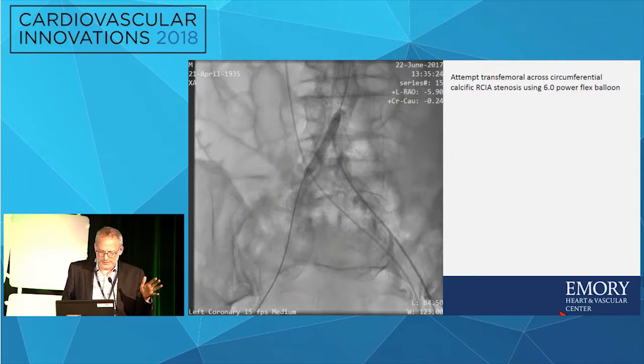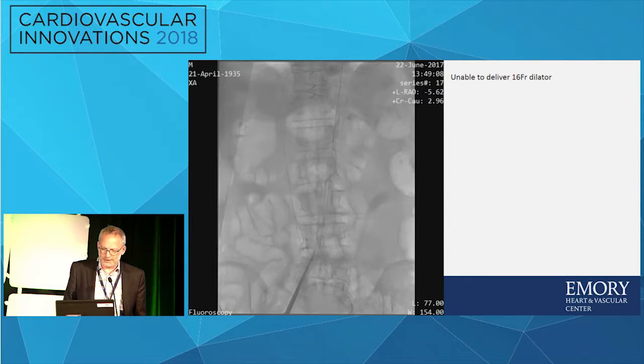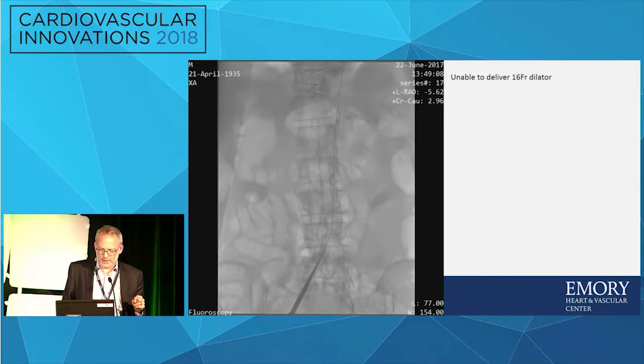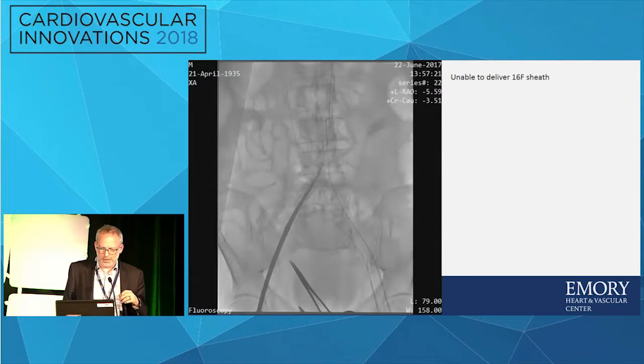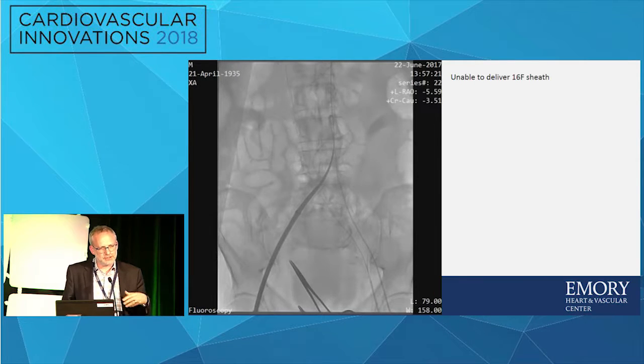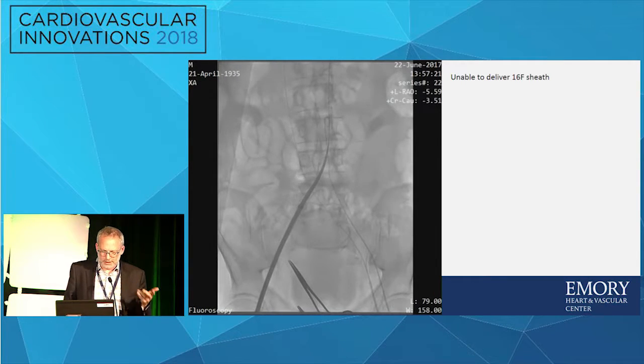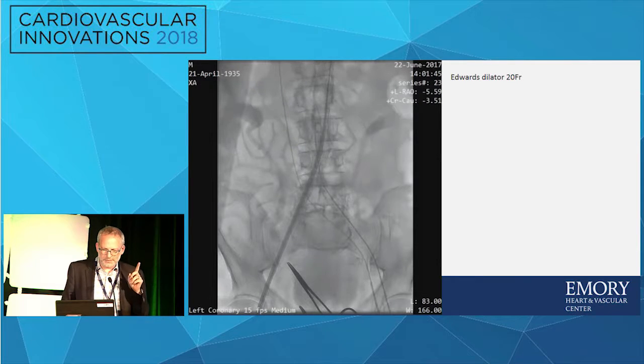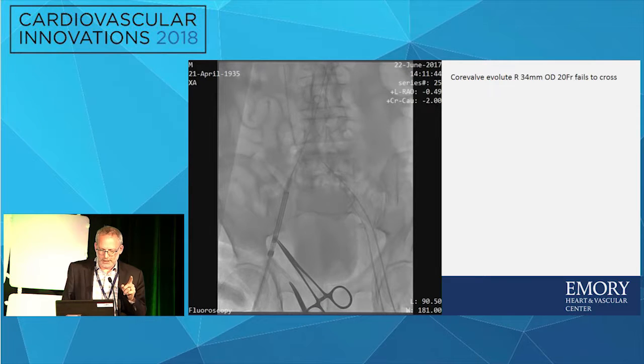I actually said, we're not doing this one transcaval. We're going to do everything we can to try and go transfemoral. So the plan was to use a CoreValve. We figured we'd dial up the iliacs, but we couldn't even get a 16 French dilator up the iliacs at all. There we are struggling. Took an 8mm PowerFlex balloon, tried to get a 16 sheath because we were going to use an Evolut Pro, right? And you want a 20 French outer diameter on this sheath. Was able to get a 20 French Edwards dilator up, so we said, all right, let's try the CoreValve.